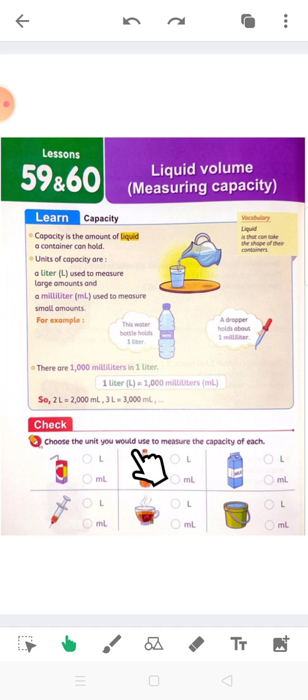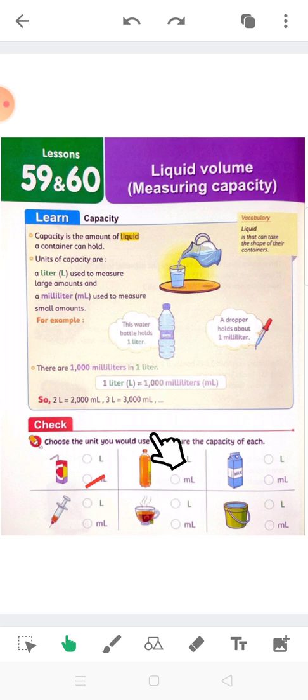Choose the unit you would use to measure the capacity of each. We have this juice. It can be measured by liter or milliliter. It's a small object, so we can measure it by using milliliter.